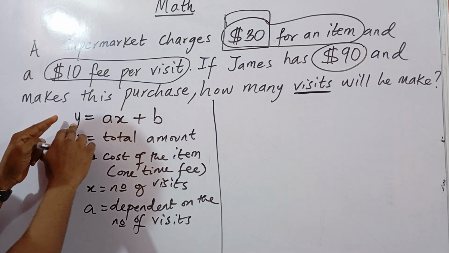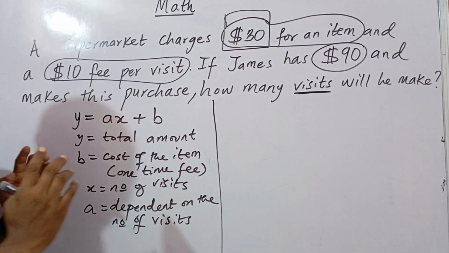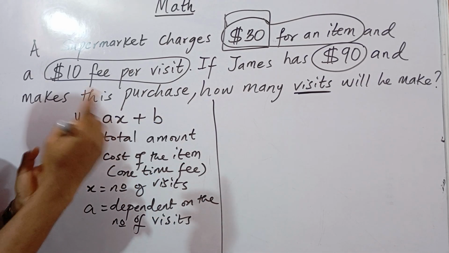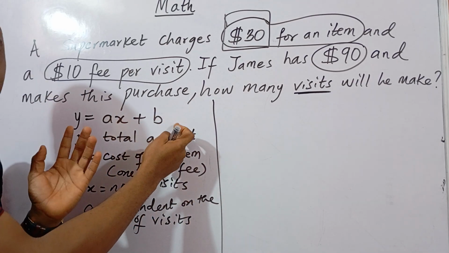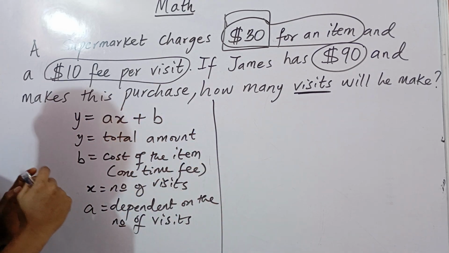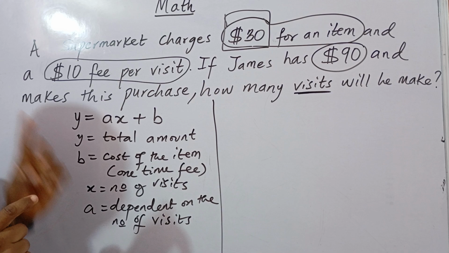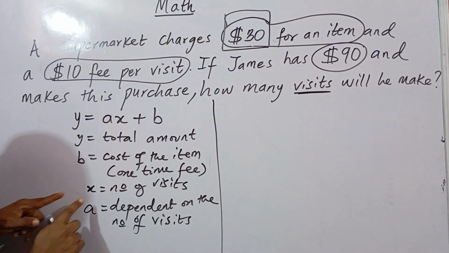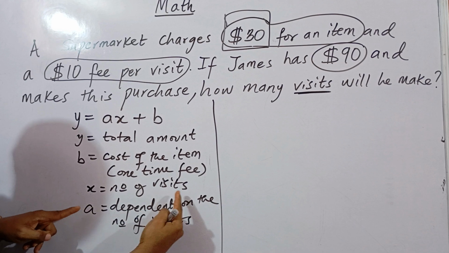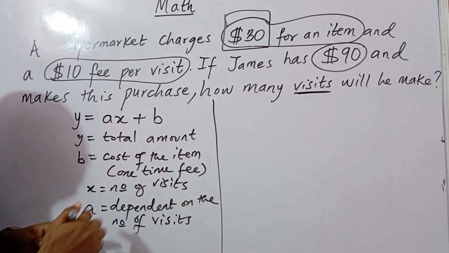Okay, now we have this. y, the one outside, represents the total amount. The b, this is the one-time fee. You see, it's not dependent on anything. That is why you do not have any other bracket or alphabet beside it. So that's the total amount, and here it is actually our $30 for an item because you pay for this one actually. Okay, now our x, this is the number of visits, and a is the one that is dependent on the number of visits.